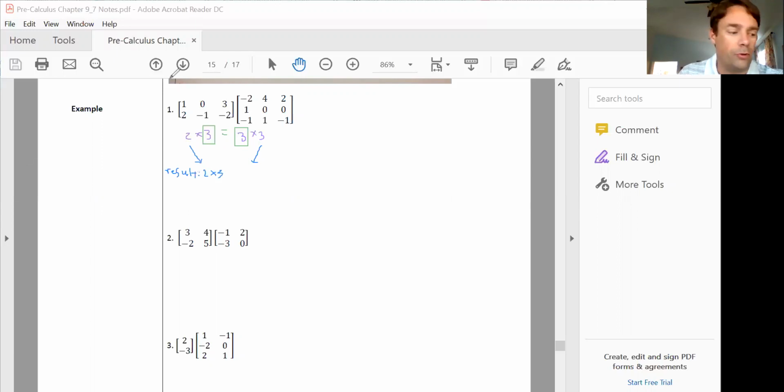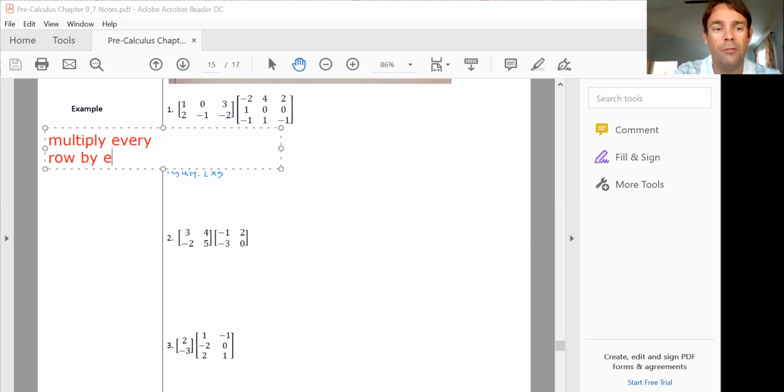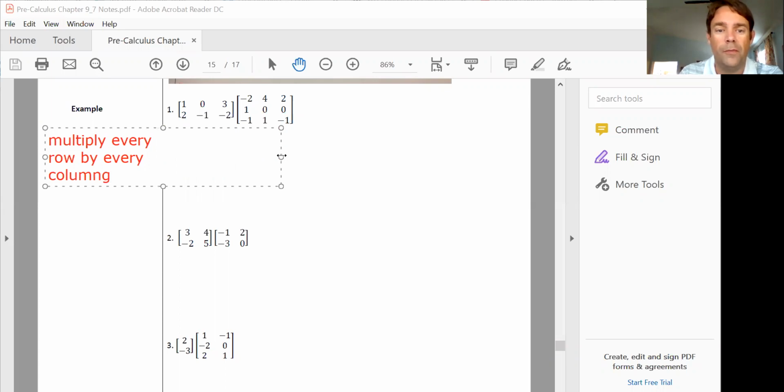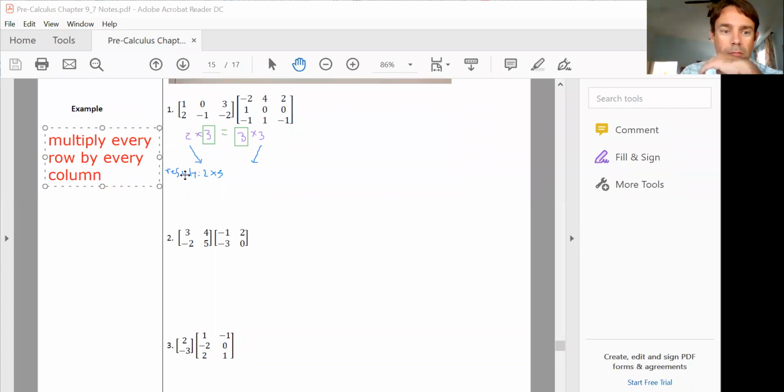So here's how this works. When you do your multiplication, we're going to multiply every row by every column. So that's what you're going to see here, and that's what I'm going to have you do too. We're going to multiply every row by every column.